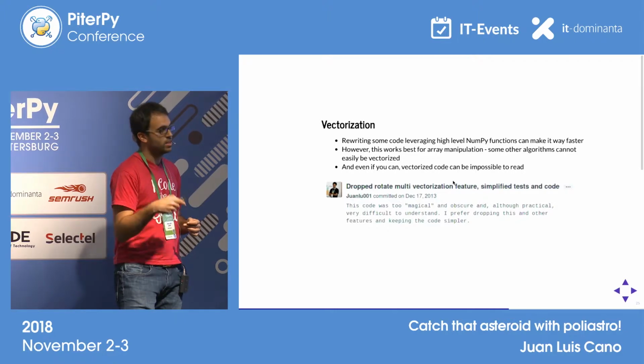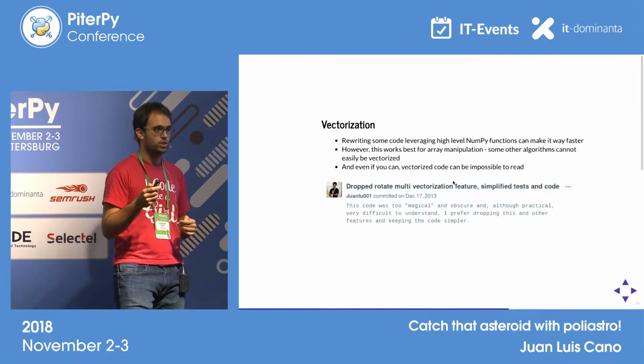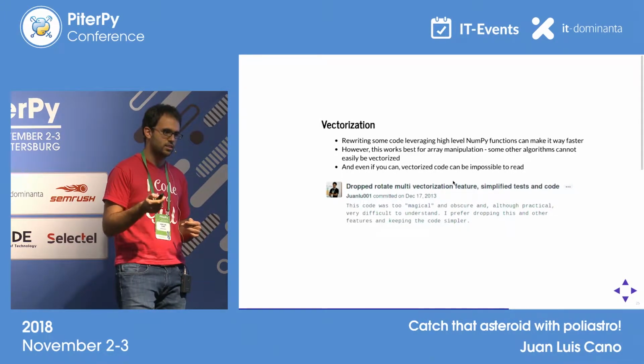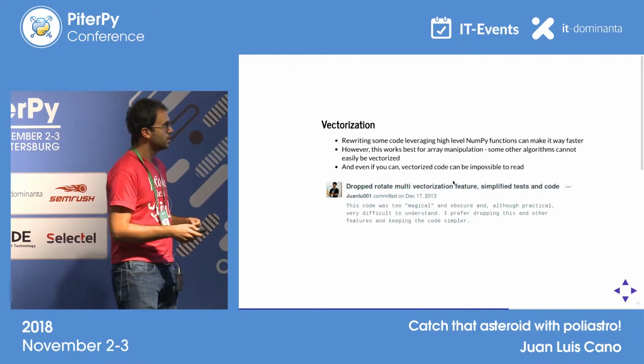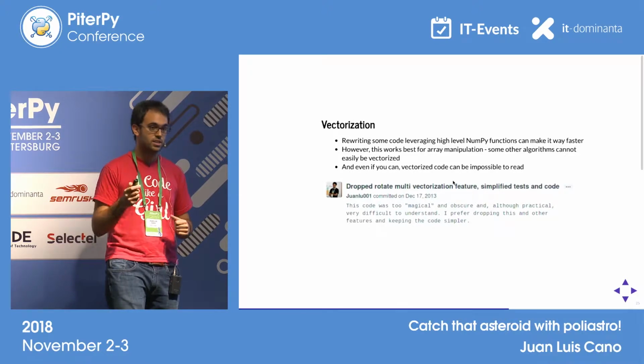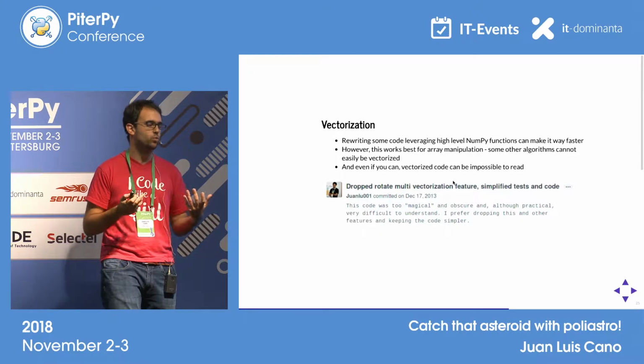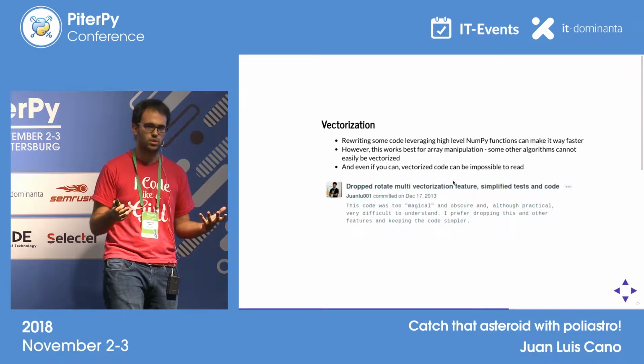So, and also, even if you can vectorize, sometimes the code is so difficult to read that you don't understand it 6 months later. And this happened to me, and this is a screenshot from a real commit where I reverted some vectorization because I could not figure out what the code was doing, like 6 months after doing it.